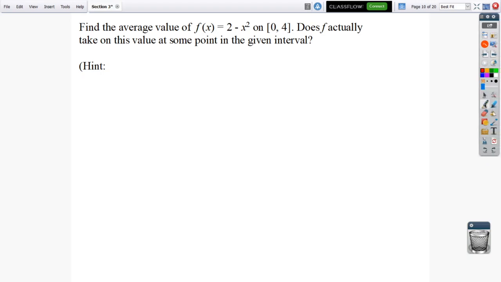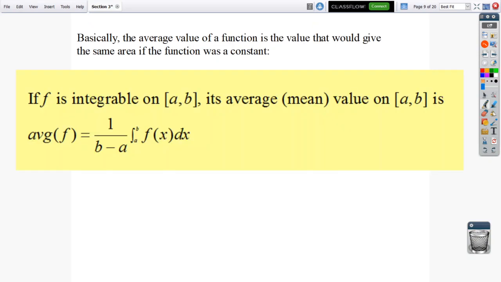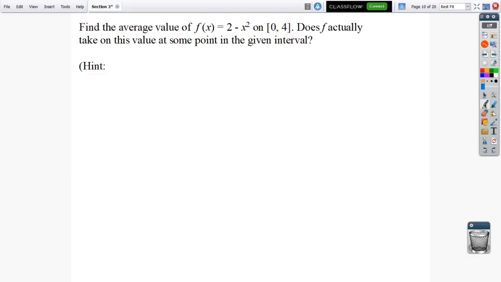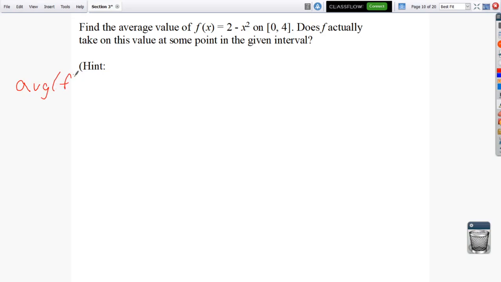So here, in order to find the average, I'm just going to fill out the formula that I have back here. Remember, average of f is 1 over b minus a, integral from a to b of f of x dx. So here, I know that my average of my function is going to be equal to 1 over b minus a times the integral from a to b of f of x dx. And then you calculate that any way you know how.